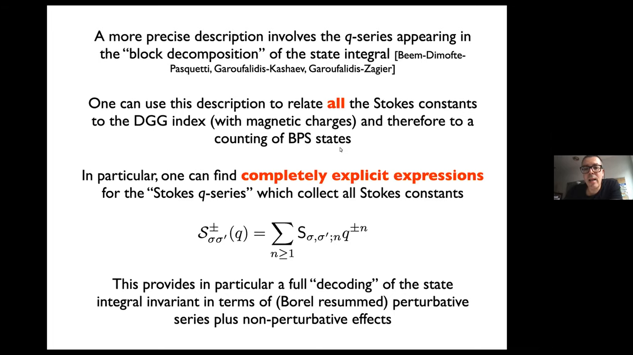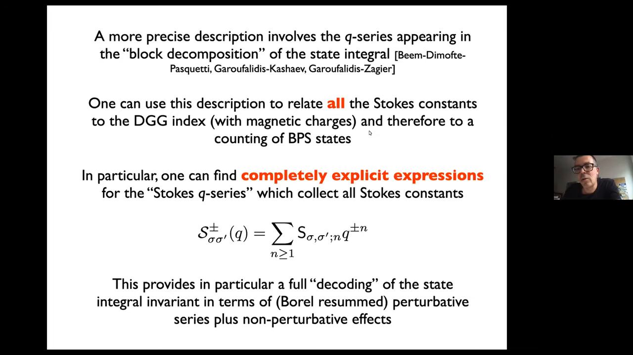And a very important ingredient in this story is the holomorphic factorization of this state integral. These state integrals can be factorized, and the factorization turns out to have implications for this calculation of Stokes constants. It's actually a different calculation, because in factorization, you don't split your state integral in terms of a perturbative series plus non-perturbative corrections. You split the state integral into a product of a Q series times a Q twiddle series. But one can actually show that this has implications for this resurgence analysis. And eventually, this leads to the result that I was mentioning here.